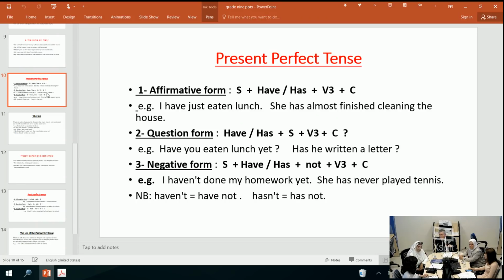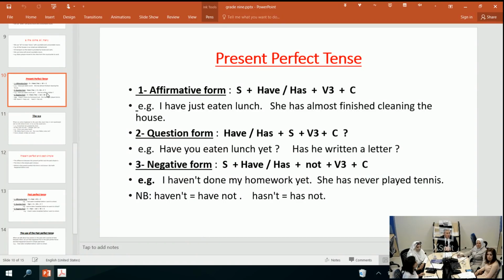So have goes with the pronouns, Miss Huda. I, you, we, they. And has with the pronouns he, she, it. Miss Hanadi, the second example, she has. She has almost finished cleaning the house. So the first case is we use the subject with have or has. With I, you, we, they, have; he, she, it, has.